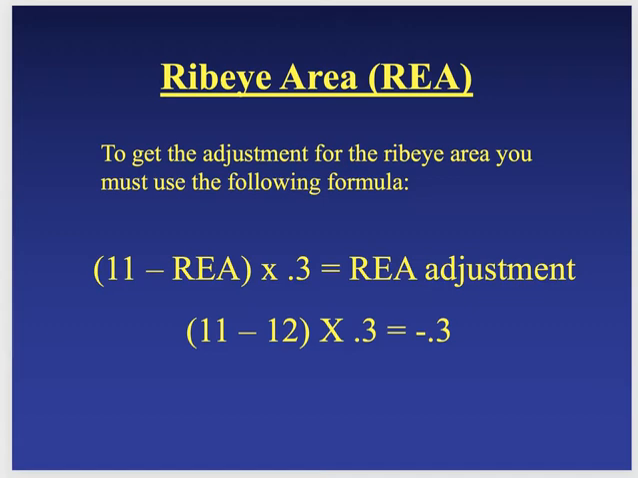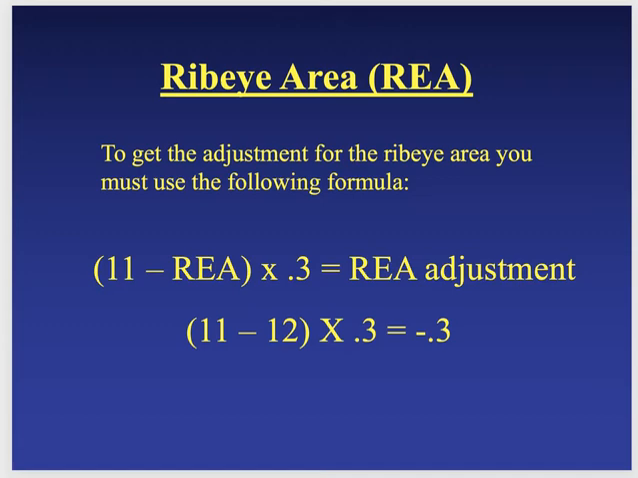So once we get that, we actually adjust the ribeye area. Excuse me, we don't adjust it because of weight. We adjust it because in the industry we have a basis. Our basis is an 11 square inch ribeye. That is what we figure the average is for a 600 pound carcass, which we'll see next.